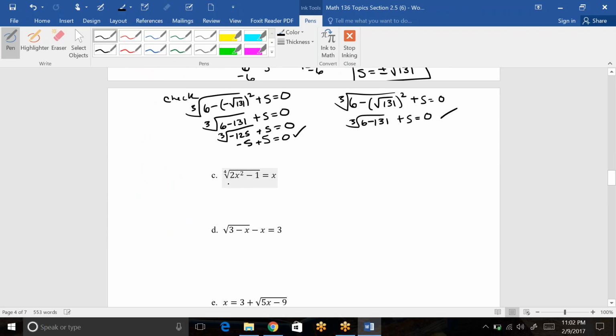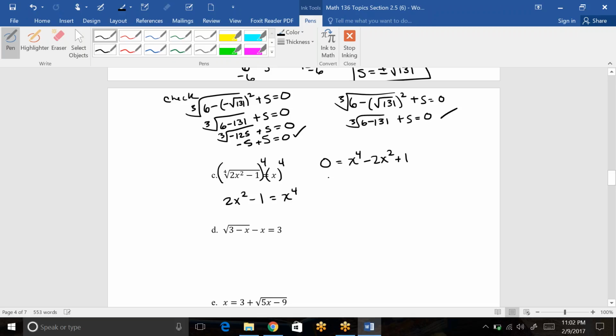All right, let's look at C. This is already isolated, so we just need to raise both sides to the 4th power. That would make this 2x squared minus 1 equals x to the 4th. Since this looks sort of like a quadratic, I'm going to move everything to one side. In fact, I'm going to move everything to the right so that my x to the 4th stays positive. So this would be a minus 2x squared and a plus 1.